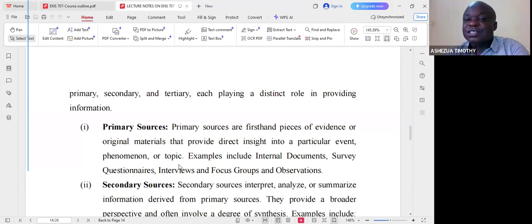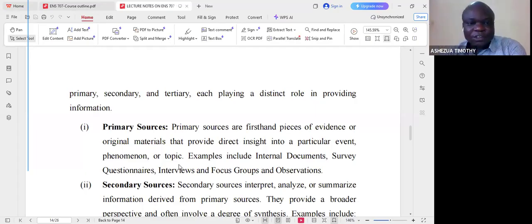Examples include internal documents, surveys, questionnaires, interviews, and focus group observation. You know, when you carry out a survey, you carry out a one-on-one interview. Whatever information you are asking, determining your research, whatever that person tells you directly, one-on-one, that becomes your primary source of information.